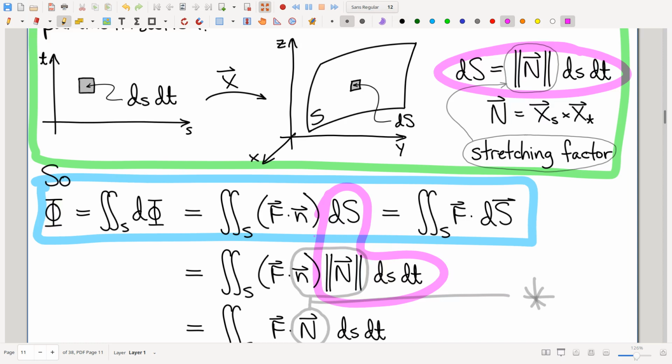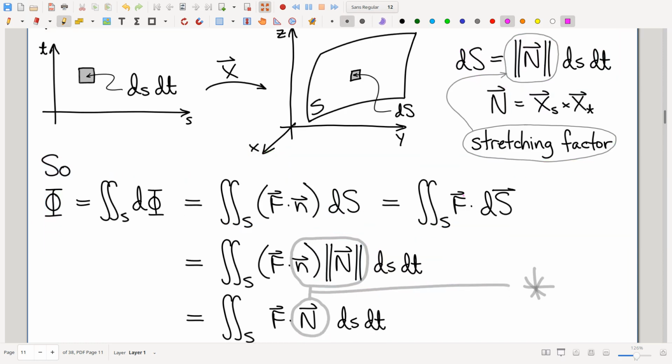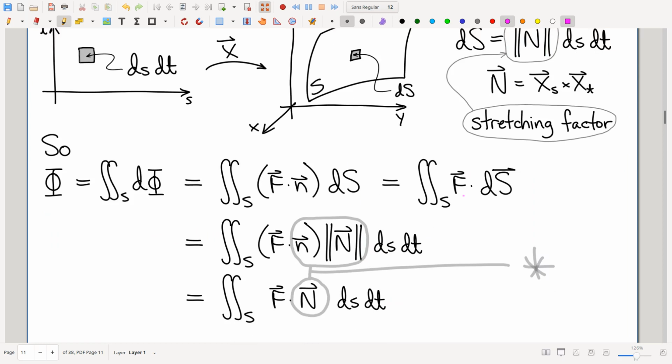And now here's where you've got to start being really careful. I'm going to notice something seemingly clear about this. We have capital N that we just got from our dS formula, being multiplied by our unit normal vector little n, and again, direction, magnitude. Direction times the magnitude, that's a vector.